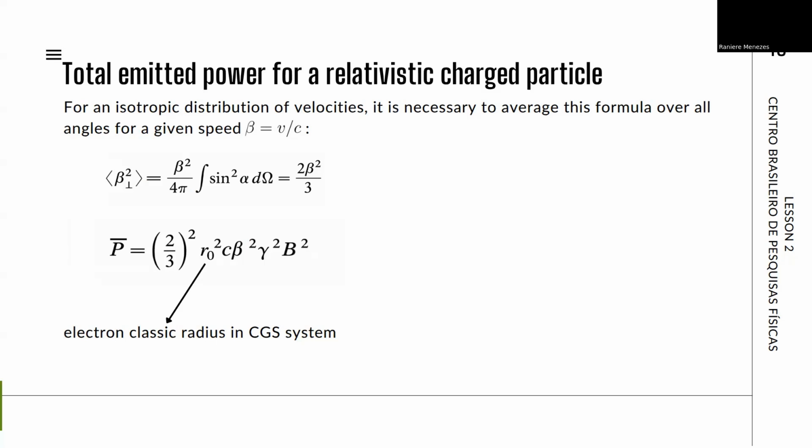So we substitute it back in the formula, and this is the formula that you find in radiative processes textbooks. It's the average power emitted by a relativistic electron in a magnetic field, in CGS.